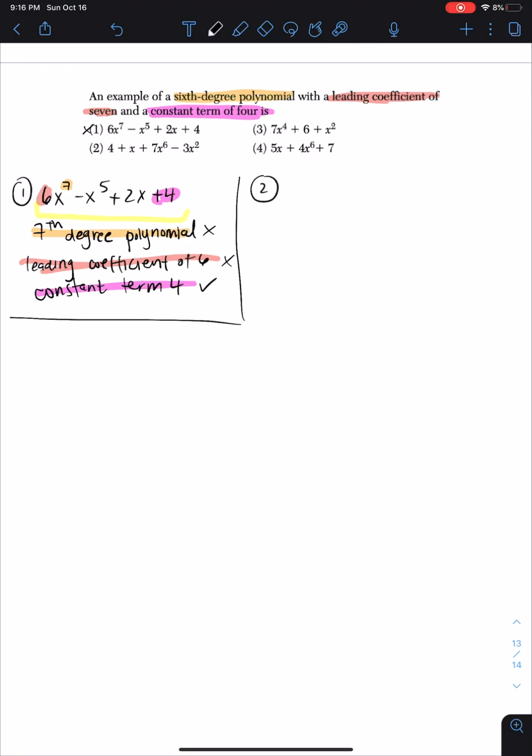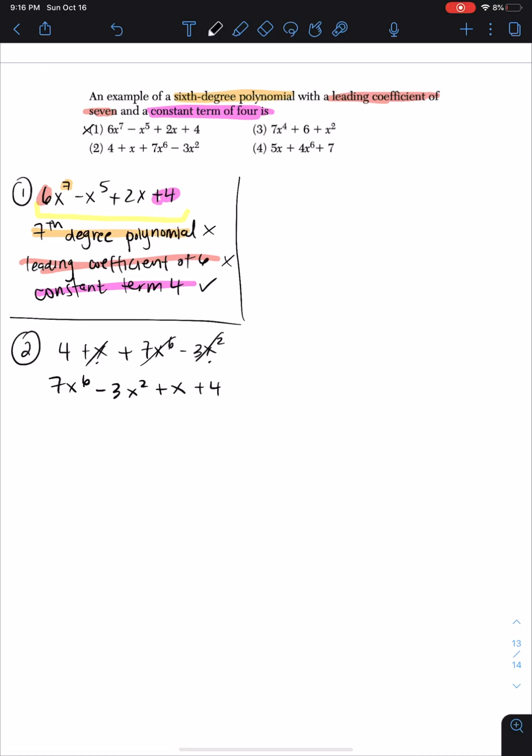Okay, let's look at option 2. Actually, I'm going to write option 2 down here. We have 4 plus x plus 7x to the 6th minus 3x squared. We want to rewrite this with the highest leading degree first. The term with the highest exponent is x to the 6th, so we're going to put 7x to the 6th, and I like to cancel it out so we know we had it. The next highest degree term is negative 3x squared, so minus 3x squared plus x that we have here plus 4, our constant.